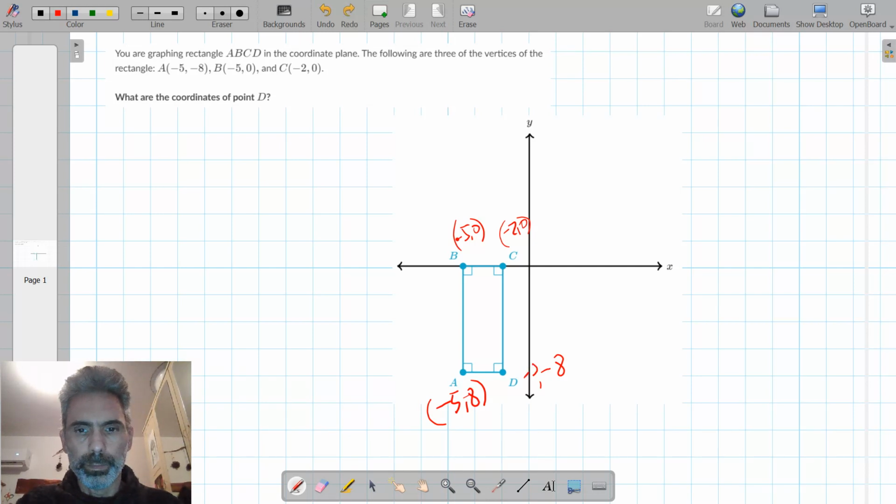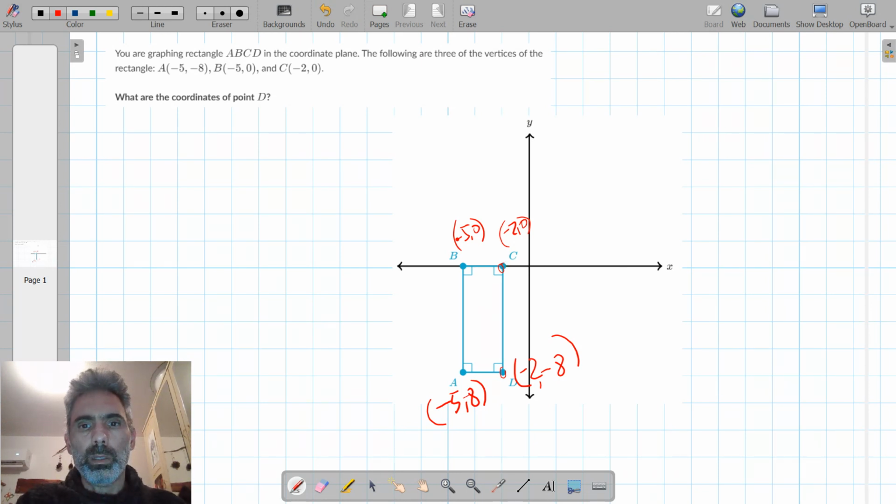No, sorry. The x of D and C, no, okay, I made a mistake. The x of D and C is the same. The x of C is -2, so the x of D is also -2. So the coordinates of point D are -2 and -8.